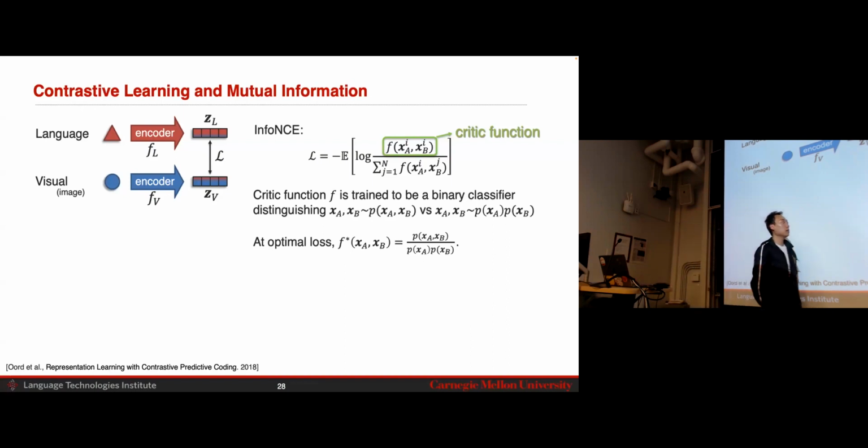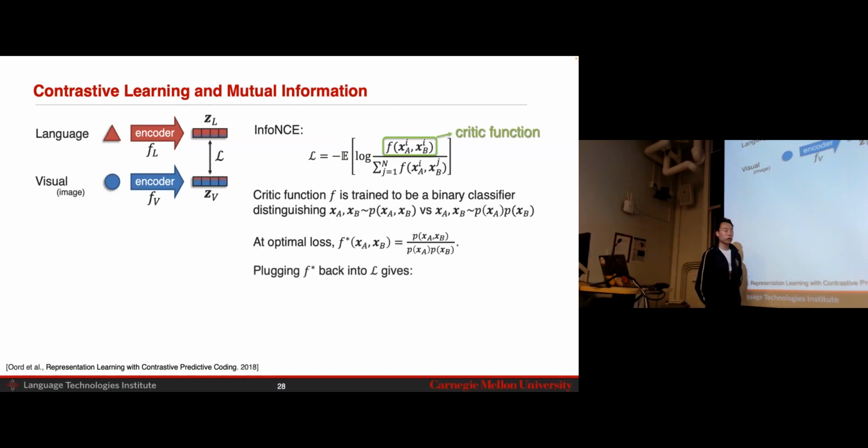We must estimate this ratio, and essentially the higher the numerator is over the denominator, the more likely it is a positive pair from the joint distribution, and the critic assigns a high score to it. The more this ratio becomes close to 1, where x_A and x_B are negative pairs from the marginal distributions, the lower the score I assign. So at optimal loss, the critic is proportional to this ratio.